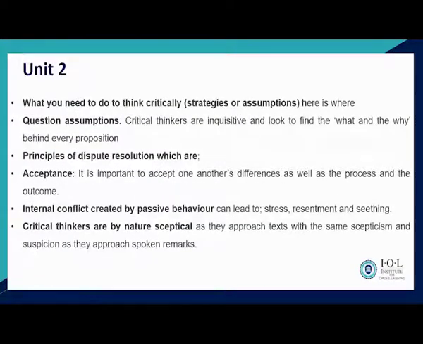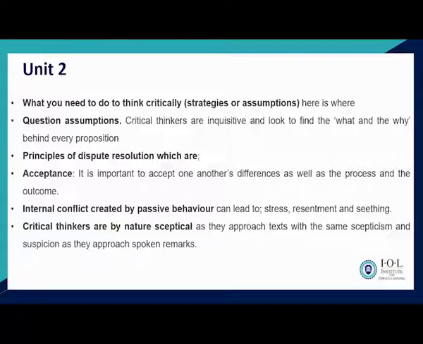We are moving to Unit 2. In Unit 2, I want you to look at the following topics. What you need to do to think critically. These are strategies and assumptions of critical thinking. Here is where you question assumptions. Critical thinkers are inquisitive and look to find the what and the why behind every proposition. Critical thinkers are always asking: why is this happening? What caused this to happen?